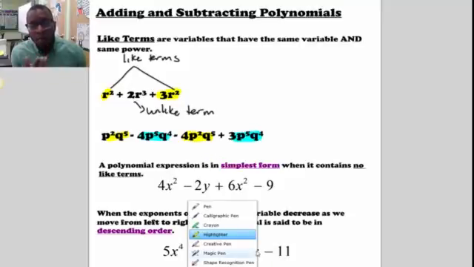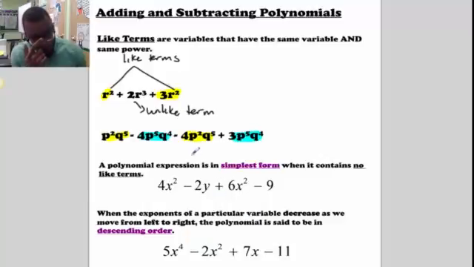Okay, the next thing that we want to talk about is when a polynomial is in its simplest form. So for example, in this second polynomial, we have like terms, but we have two sets of like terms. In order for a polynomial to be in its simplest form, it has to contain no like terms.